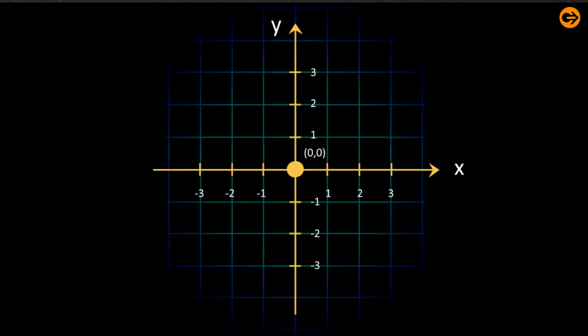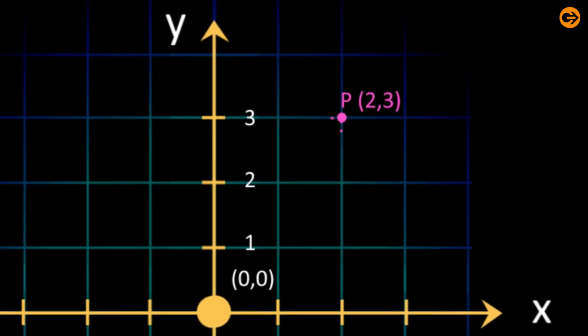In a 2D plane, let's consider a point P in the first quadrant. Now if we draw the lines to the x-axis and y-axis from this point, we can see the distance from the origin, which determines its location, that is P(2, 3).